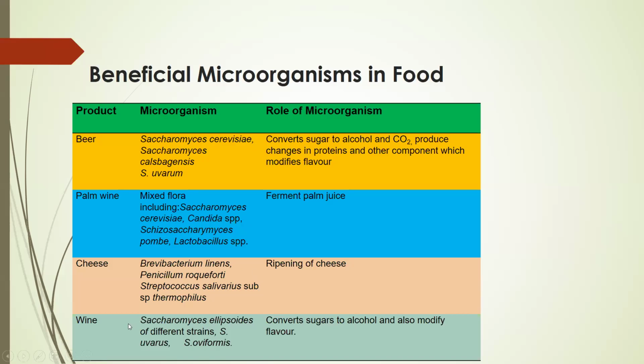And then wine. Wine can be fermented with Saccharomyces ellipsoideus of different strains. They can also use Saccharomyces ovarum and Saccharomyces oviformis. What role do these microorganisms play in the fermentation of wine? Convert sugars to alcohol and also modify flavor.